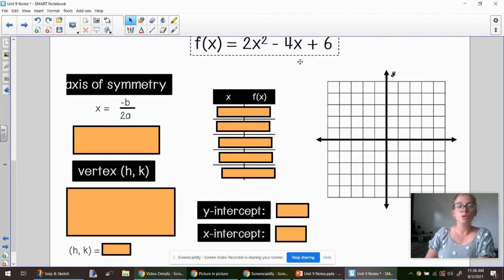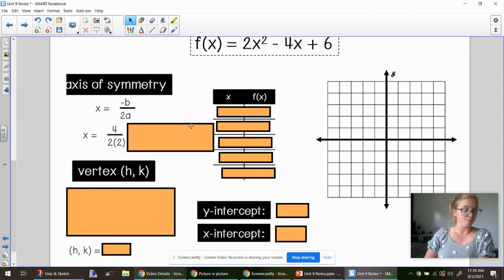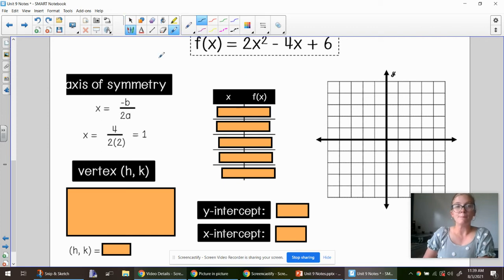So here, I've got 2x squared minus 4x plus 6. The axis of symmetry, negative b over 2a. Well, here, b is negative 4, and a is 2. So negative b would be positive 4. 2 times 2 is also 4. 4 divided by 4 is 1. This is my axis of symmetry.